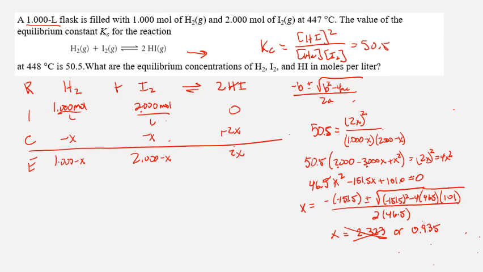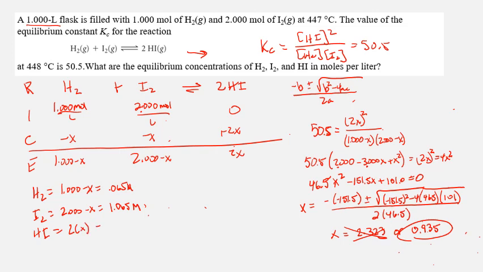So for my equilibrium concentrations, I can just plug those values in, and they should look familiar. For this, I have 1.000 minus my value for x, which again was 0.935. So that would be equal to 0.065. For the I2, I have 2.000 minus x, so that would be equal to 1.065 for the molarity. And then for the HI, that's equal to 2 times x, so we have 1.87 for the molarity of the HI.